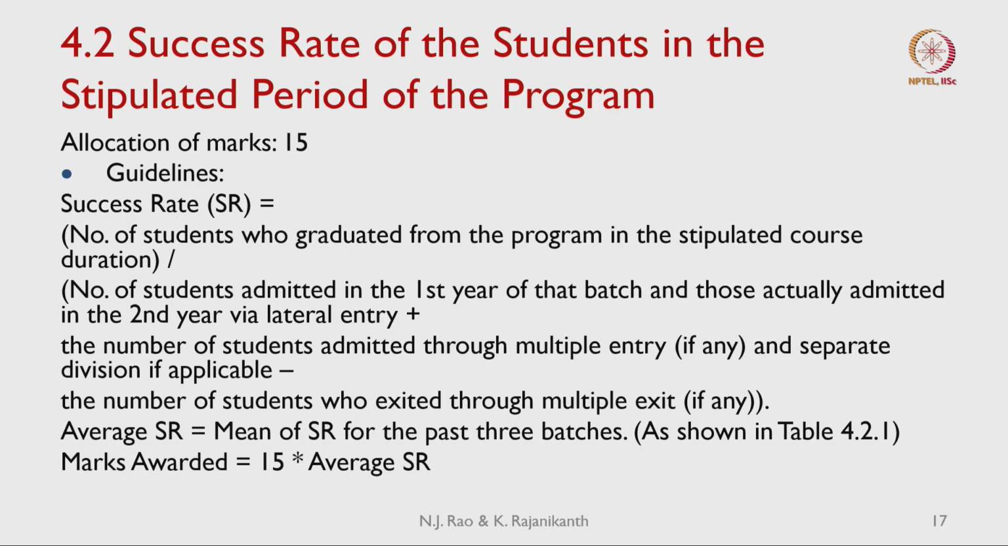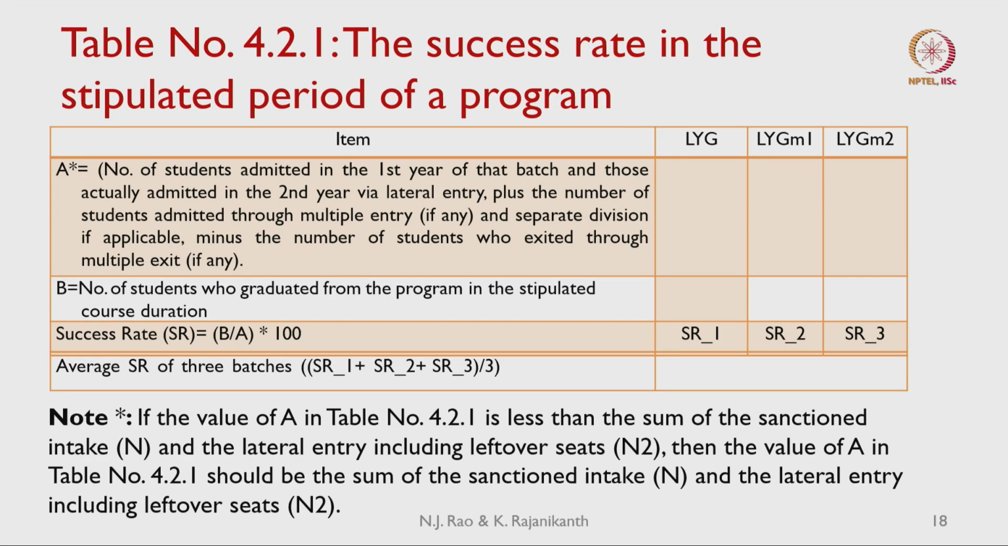Then the marks awarded would be 15 times this average SR. So, if the success rate is 100%, we get full marks 15. Otherwise, progressively the marks awarded will come down.